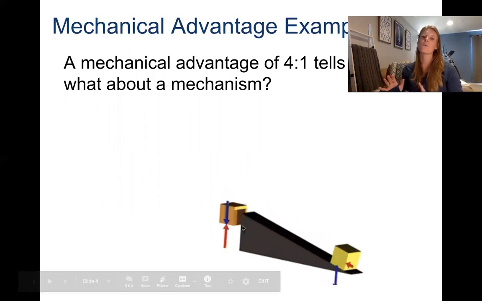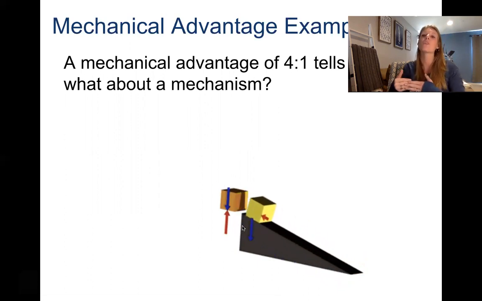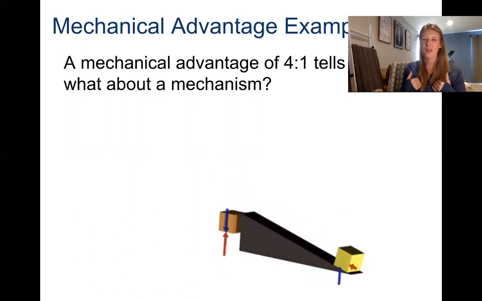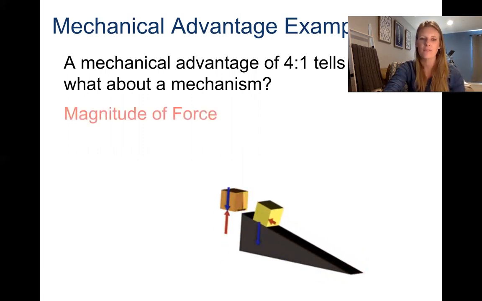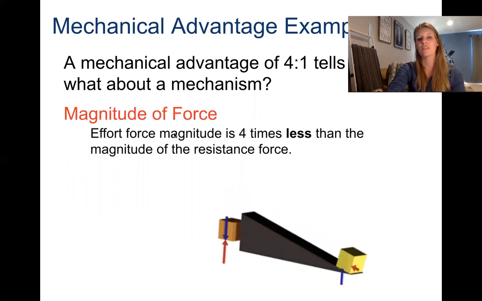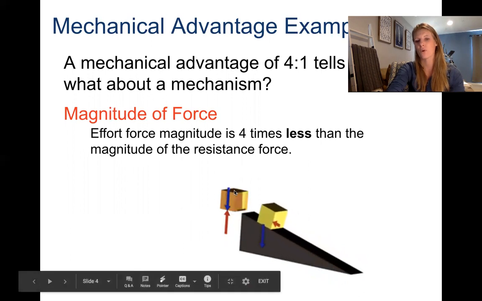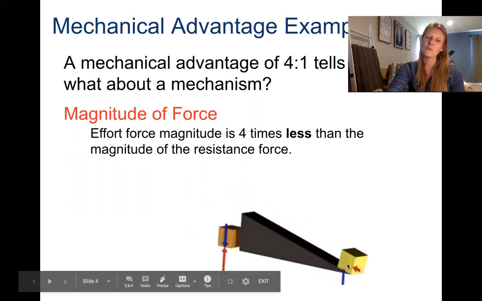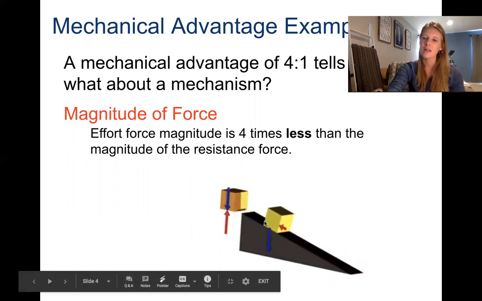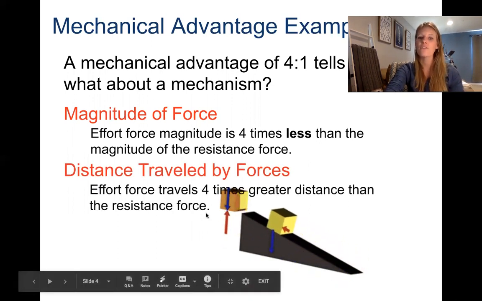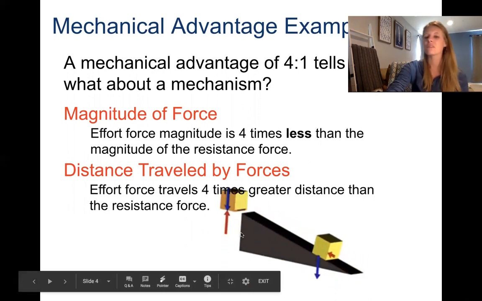So even though it takes us 4 times longer in distance, it's also making the effort that I have to put in 4 times less. That's kind of the drawback of mechanical advantage. So the effort force is 4 times less than the magnitude of the resistance force. That's creating a mechanical advantage. For anything heavy, that's why you would create this idea of an inclined plane, so that it distributes the weight and makes it easier. The distance traveled, though, is obviously a lot further. The effort force travels 4 times greater distance than the resistance force.